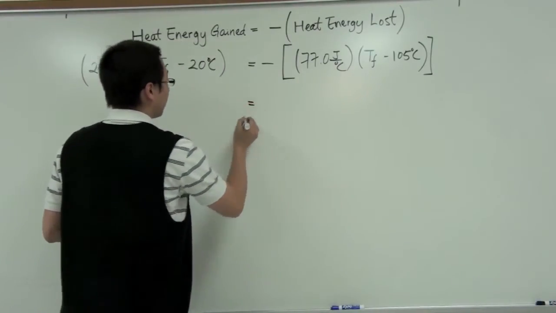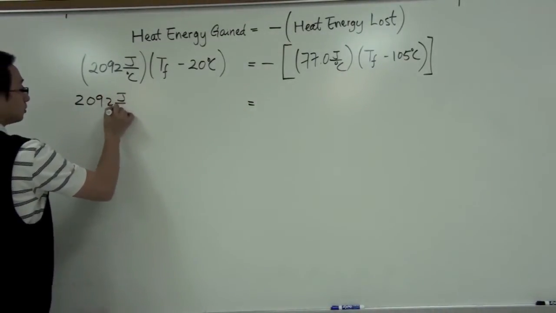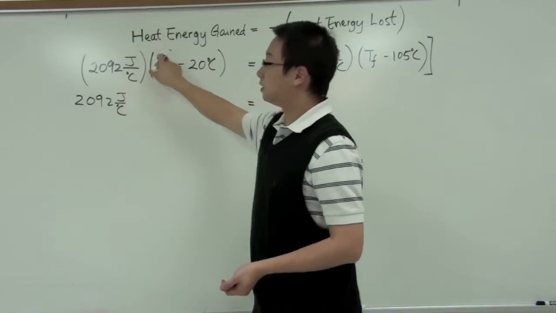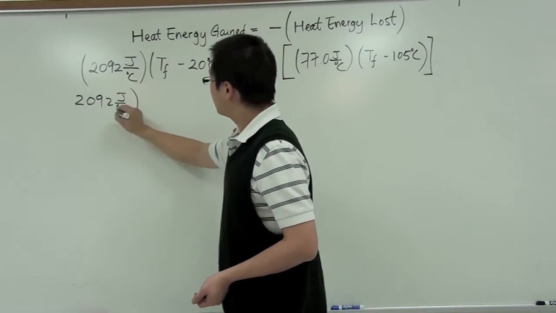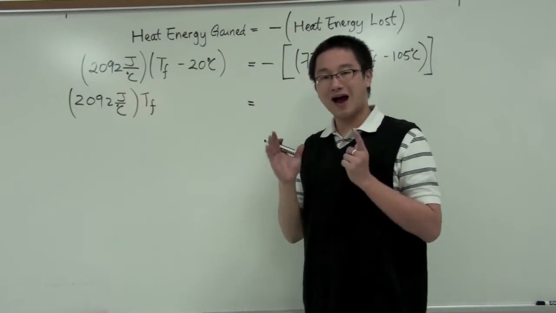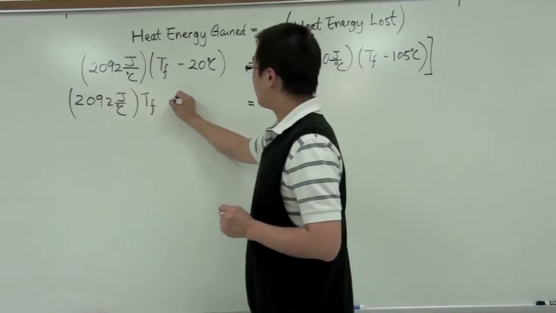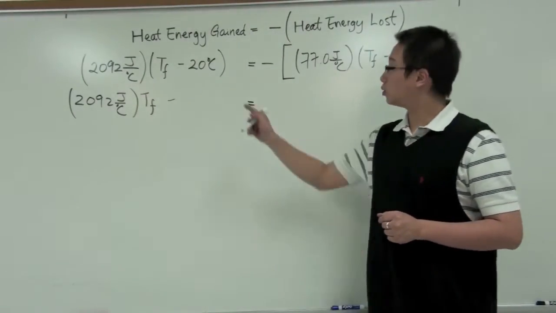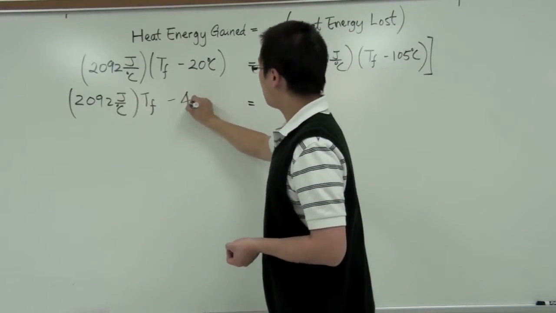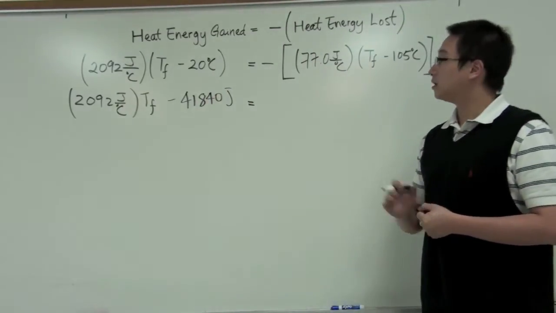So, this is what we have here. So 92 joules per degree Celsius, we are going to distribute into the parentheses. So we have this number times TF. I'm going to use parentheses just to make sure that I know this is one entity, I'm not confusing it with the unknown and the units. And then we have 92 times 20 degrees Celsius. Now the degree Celsius would be canceled out in this case. And then we have 41840 joules. Okay? So that's on the left-hand side.